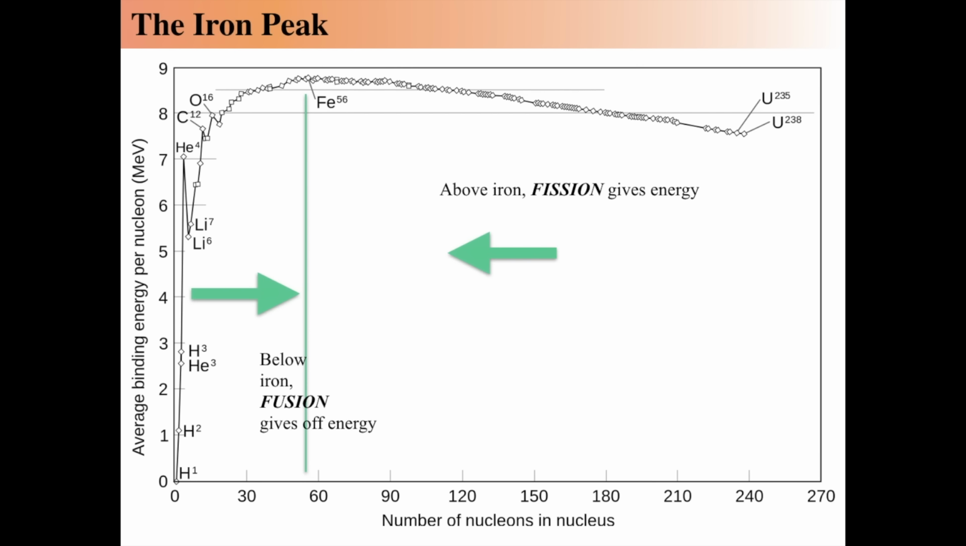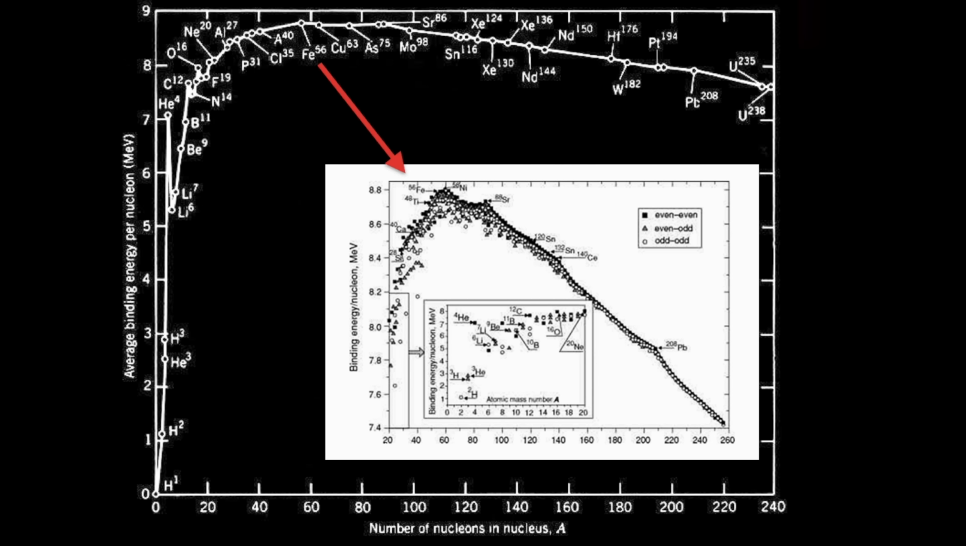And here's a view of that again. Below iron, fusion will give off energy. Above iron, fusion takes energy, or more specifically, fission gives off energy. So that's why we use uranium to power our nuclear power plants, because uranium falls apart, and as it falls apart radioactively, it gives off energy. And that's what the far right-hand side shows. But we're talking about massive stars, and they all try to go towards iron, because iron is the most bound of all the nuclei.